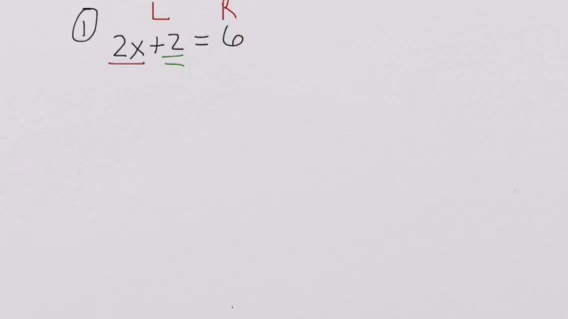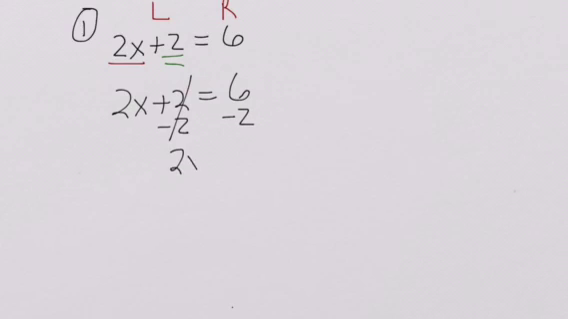So the very first thing we're going to try to do is to zero pair. So we're going to go ahead and do 2x plus 2 is equal to 6. The zero pair for positive 2 is negative 2. And the brother-sister rule says whatever I do on the left side, I'm going to do on the right side. So we're going to do a negative 2 on the right side. This cancels out, leaving us with 2x is equal to 4.